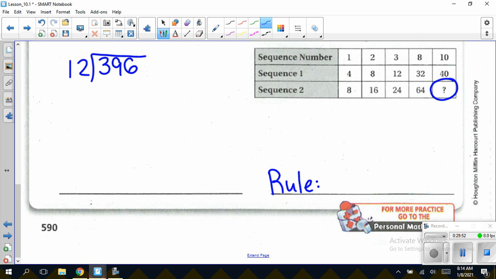So you will have to tell me the rule, and part of this was written in Schoology for you. So they have multiply by, and then you will have to fill in the missing number that you would have to multiply. So what are you going to have to multiply sequence 1 by to get to sequence 2?